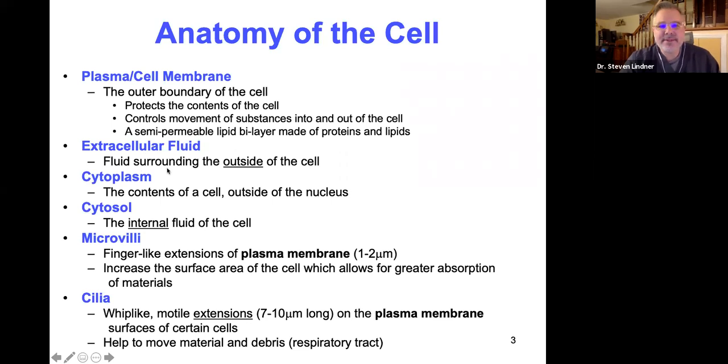Extracellular fluid. Well, we said that's the fluid outside the cell, and it's also called interstitial fluid. The cytosol is the fluid of the cell, and the cytoplasm is the contents of the cell. Everything outside of the nucleus and to the inside of the cell membrane is called the cytoplasm.